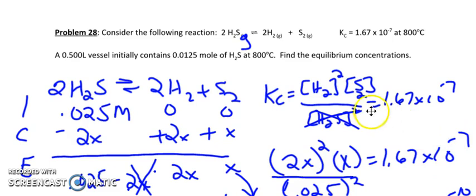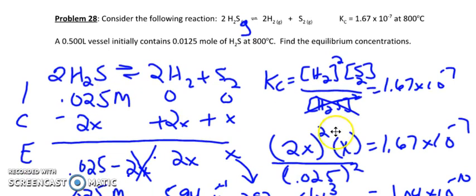So here are our terms, and I didn't mean to really cross out the H2S here. I just meant that the x value is canceled. So I still put the 0.025 in here, and don't forget to square it. So then it still is equal to the 1.67 times 10 to the negative 7. When I go ahead and do my math, hopefully you'll get the same answer as I do.